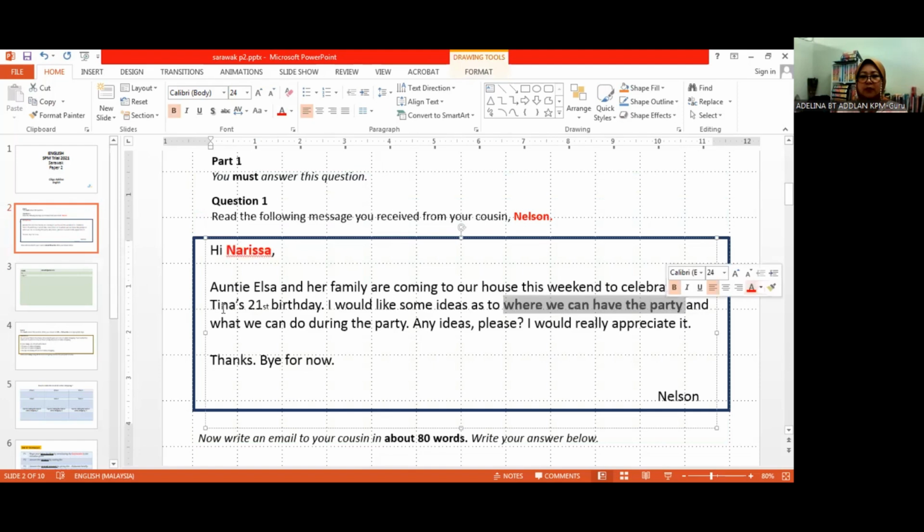Like I said, three questions. What can we do during the party? So the third question here, any ideas please? This can be anything other than the venue and the activities. So usually when you go for parties, there must be food provided, isn't it? So you can give ideas on how to decorate the place, what you can do during the party activities.